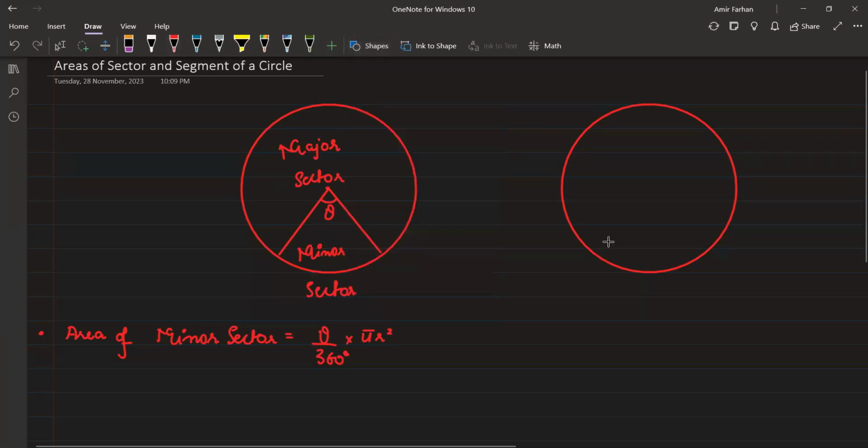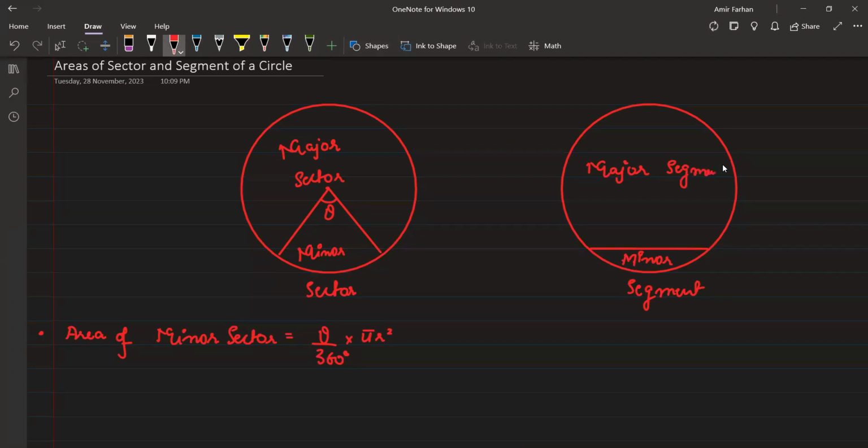In the same manner, there is a word called segment. Suppose a chord cuts the circle, right? So this portion will be called the minor segment. Clear? And this portion will be called the major segment. Clear, Adil? Yes. This will be the major sector and this the minor sector, and this is the minor segment, and this is the major segment.